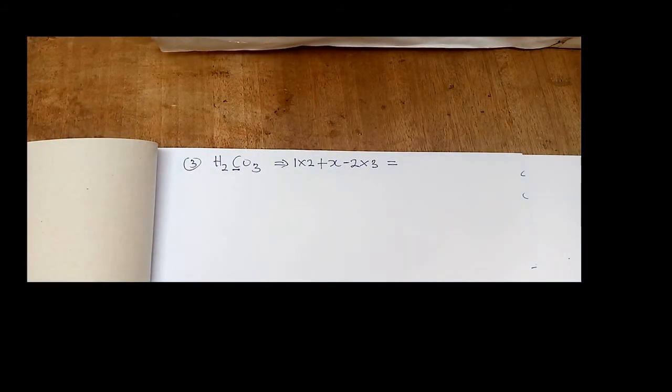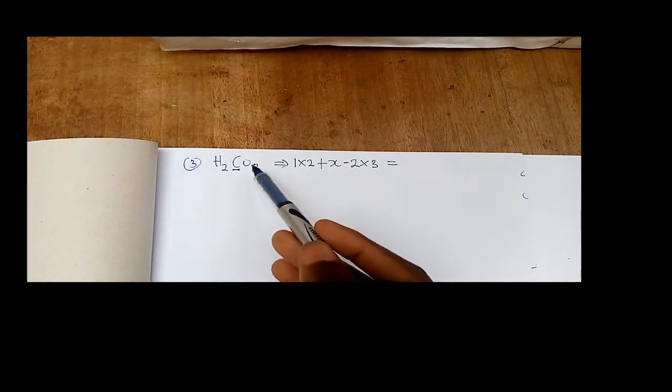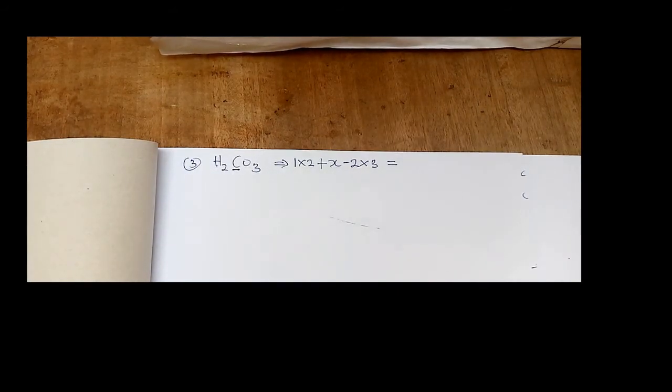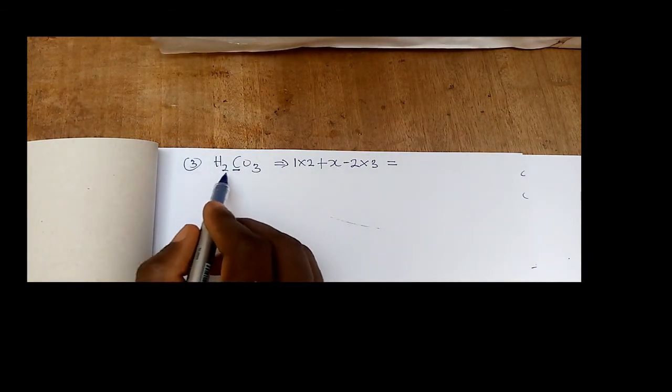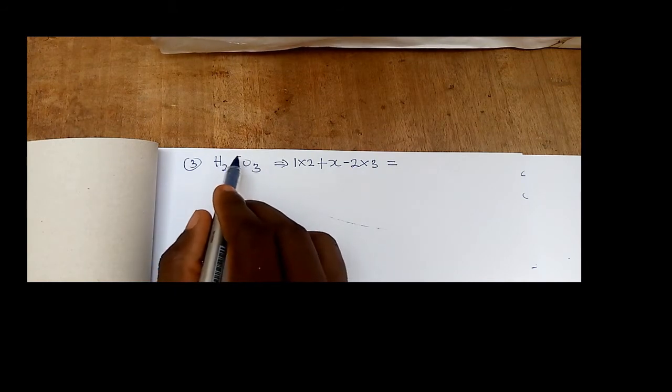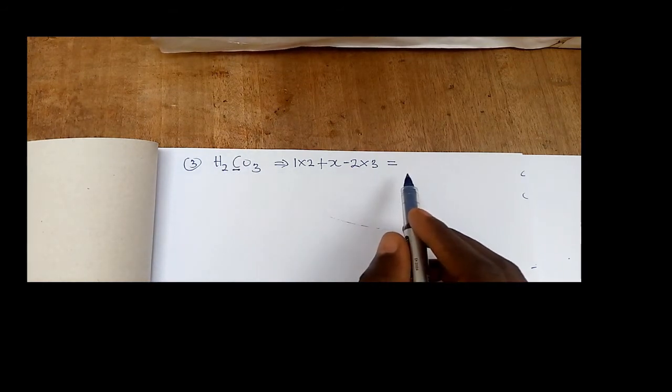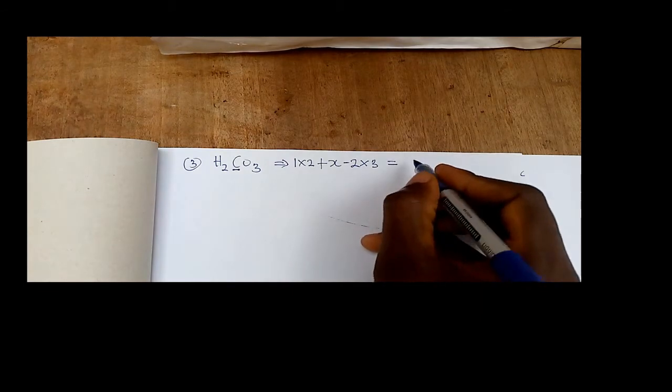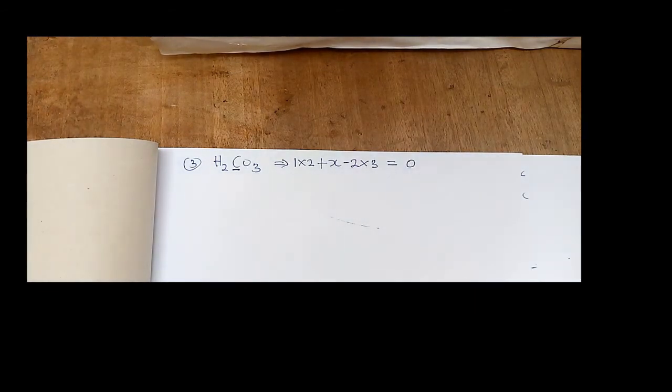Because we are dealing with a neutral compound, the total oxidation number of the compound is equal to 0. So when we sum the individual oxidation numbers of the elements in the compound, it should be equal to the oxidation number of the compound, which is 0. So here we have 0.